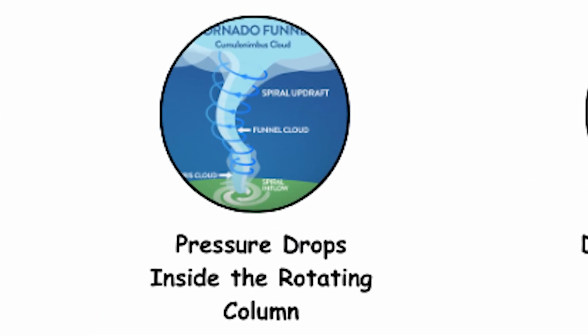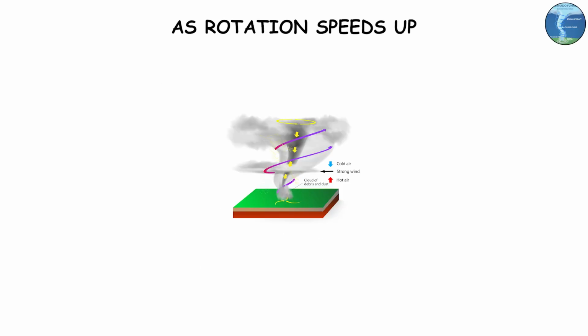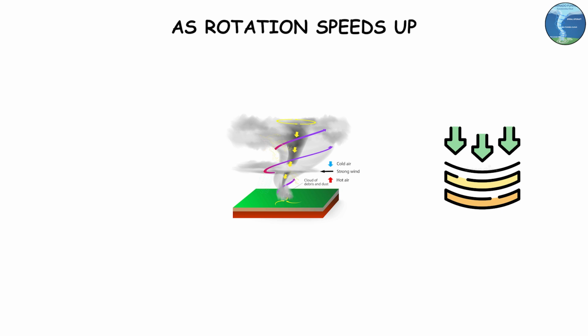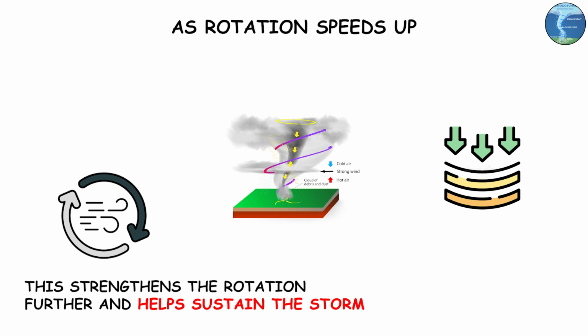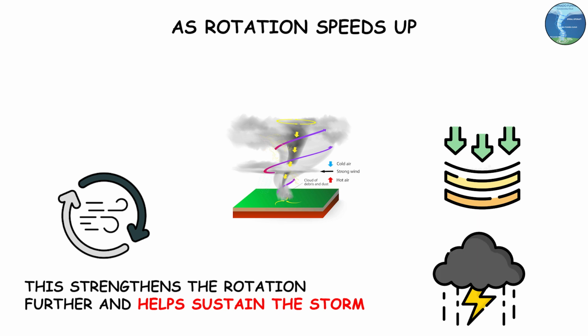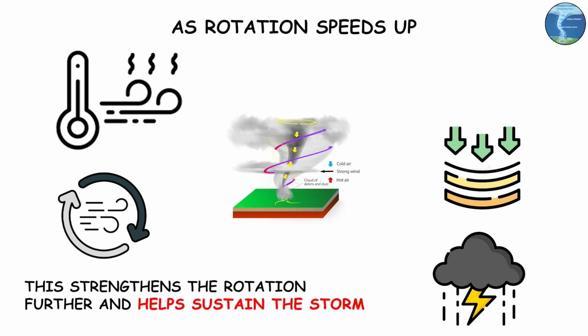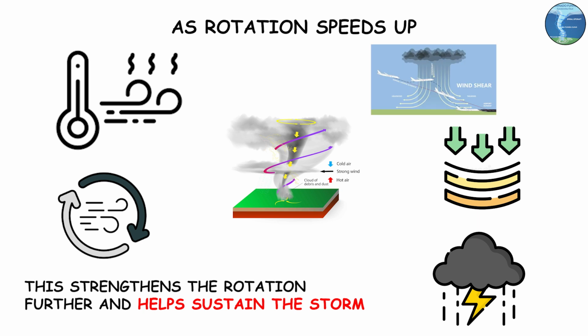Pressure drops inside the rotating column. As rotation speeds up, air pressure inside the column decreases. Lower pressure acts like a vacuum, pulling even more air inward. This strengthens the rotation further and helps sustain the storm. The storm now feeds itself as long as warm air continues to rise and wind shear remains present.